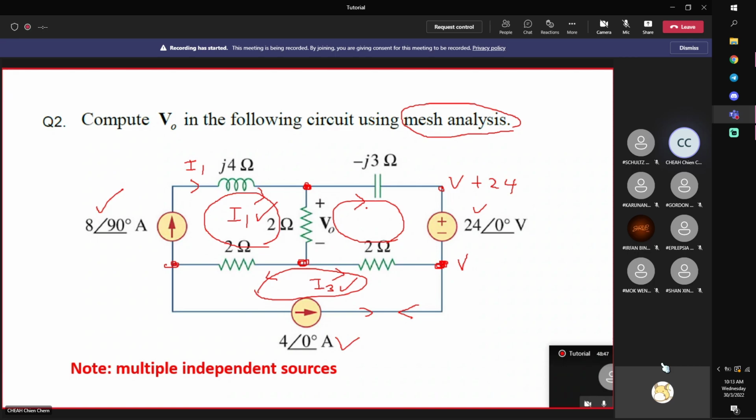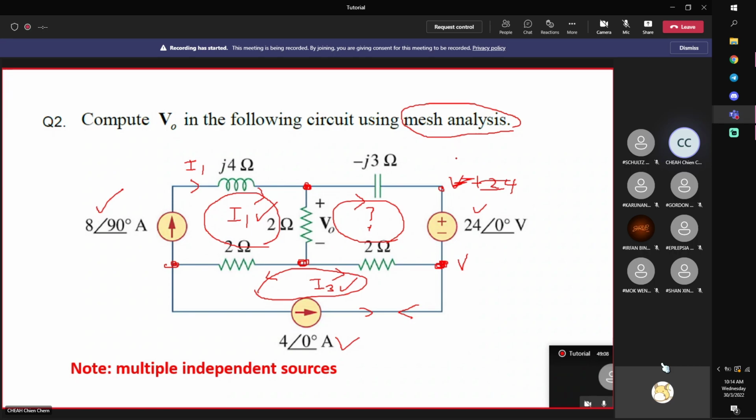Answer is also given. That means that there's only one unknown. Now, look at it. One unknown as compared to 4 unknowns, right? 4 unknowns, 4 node voltages. So which one is better? Mesh analysis is better, correct?